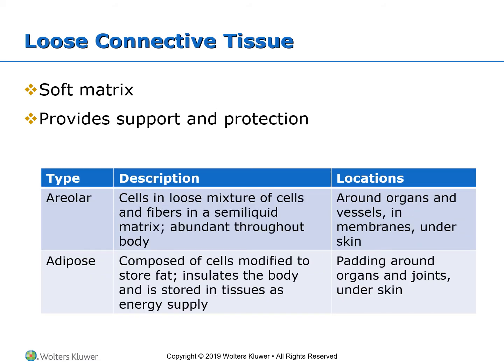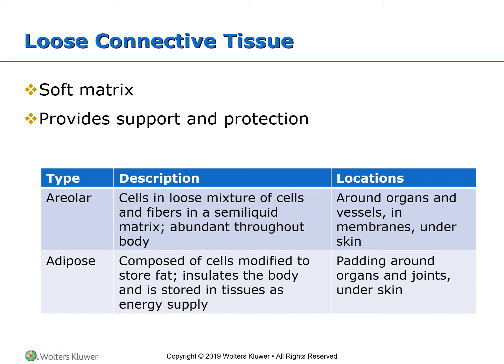So a second type of connective tissue will be the loose connective tissue, and one of the characteristics of the loose one, which gives the structure of this tissue, will be a soft matrix. The main purpose for the loose connective tissue will be to provide support and protection. And it can be found in two variations. One will be what is called areolar connective tissue, and this areolar tissue will be a mixture of loose fibers in a semi-liquid matrix with cells here and there in this matrix, and it's very abundant throughout the body.